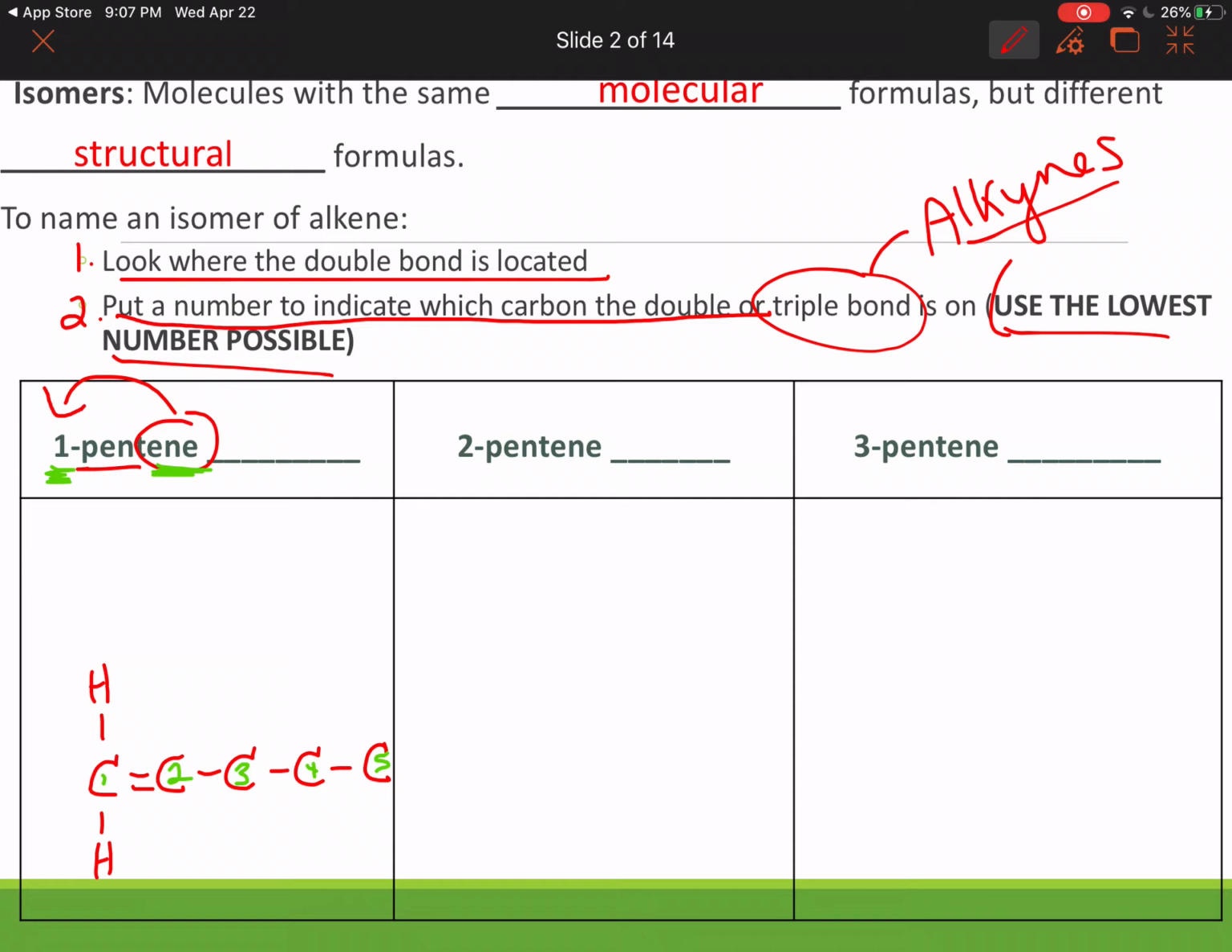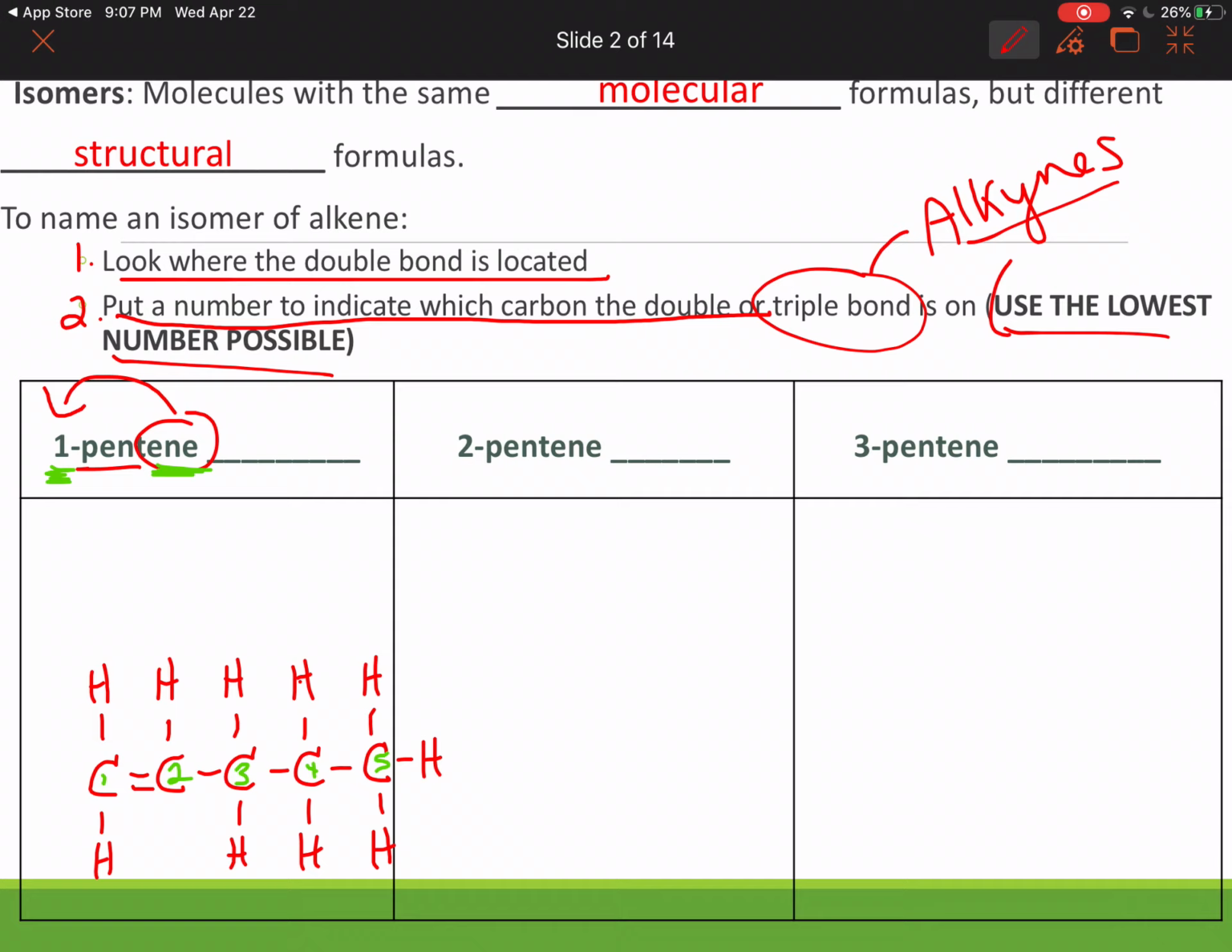Carbon number 2 has 1, 2, 3, so I only need 1. Carbon number 3 has 2, so I need 2 more hydrogens for 4 bonds. Carbon number 4 needs 2 more hydrogens. Carbon number 5 needs 1, 2, 3. Okay. Now that's what 1-pentene looks like. It shouldn't look any different than what we did when we were learning it in the last topic.